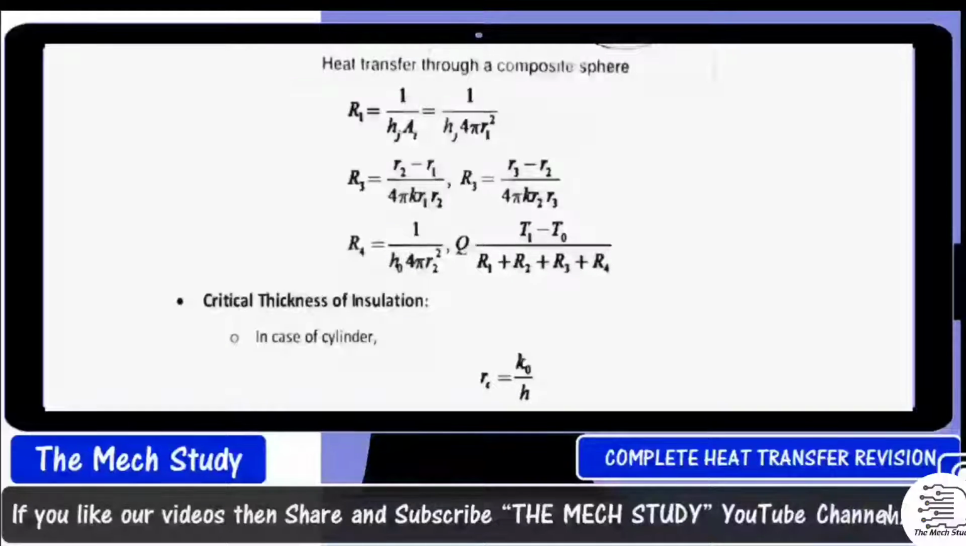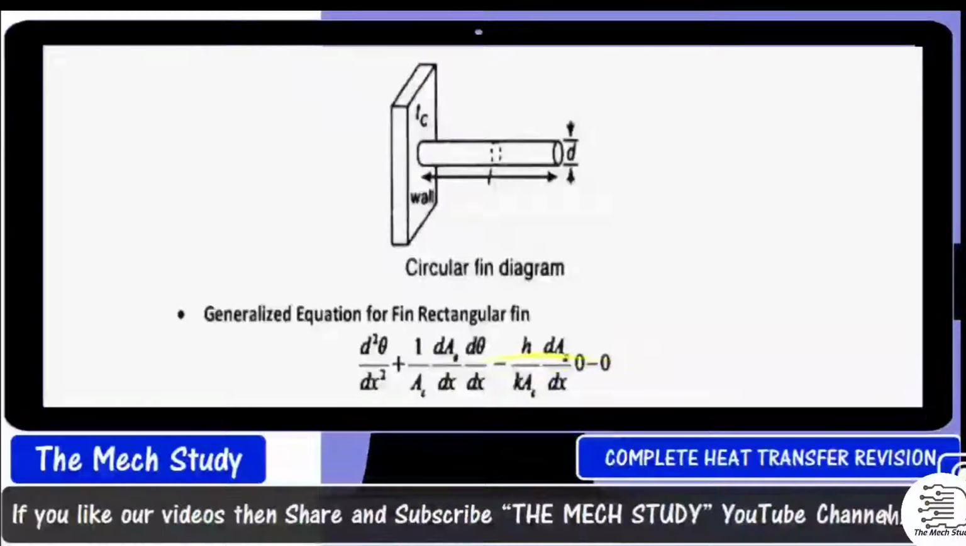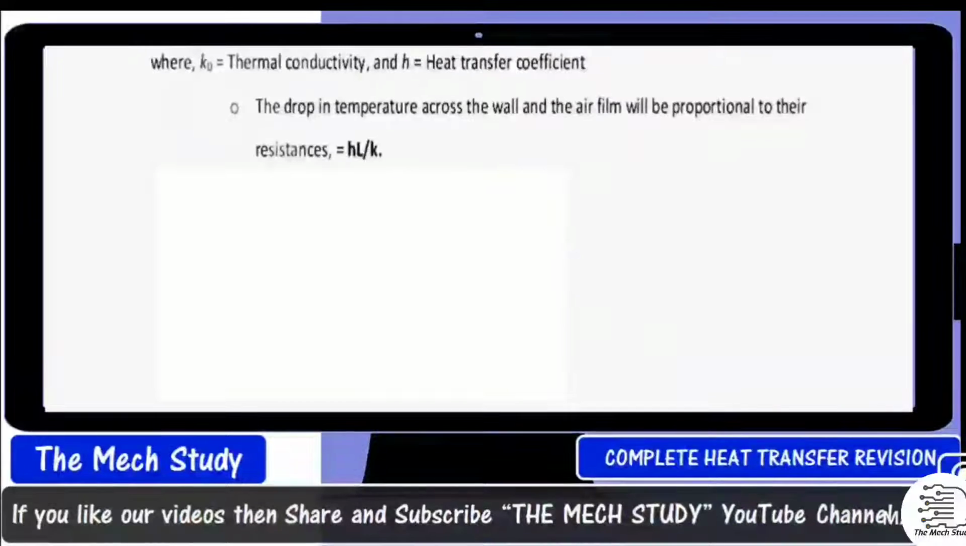Most important questions come mostly from critical thickness of insulation. In case of a cylinder, you need to remember that the critical radius is equal to k0 upon h, conductivity upon heat transfer coefficient, where k0 is the thermal conductivity and h is the heat transfer coefficient, and the drop of temperature across the wall and the air film will be proportional to the resistance, hL by k.